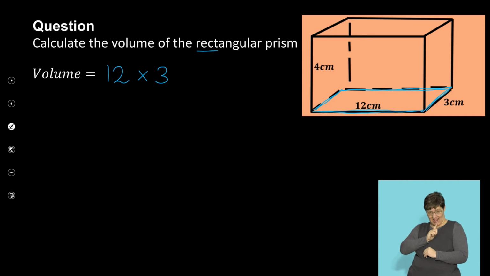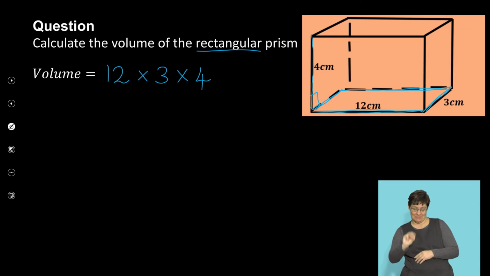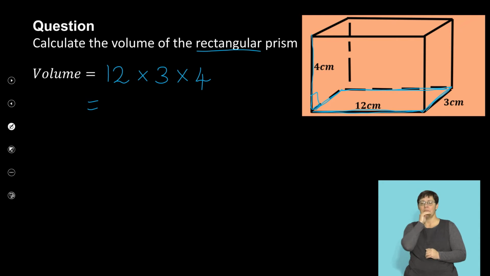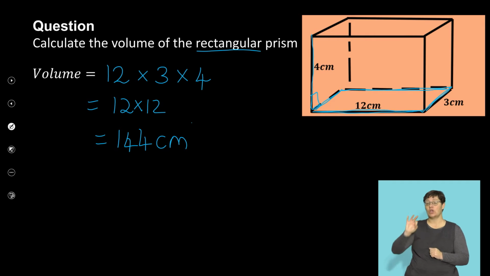Because I've been told that it is a rectangular prism, that means that all of these corner angles are actually at 90 degrees, which is good news for me because this means that this 4 centimeters represents the perpendicular height of the rectangular prism. So I'm going to have 12 times 3, then I'm going to multiply it by 4. This means 12 times 3 times 4 is the same thing as 12 times 12, which is just going to give me 144 centimeters cubed.